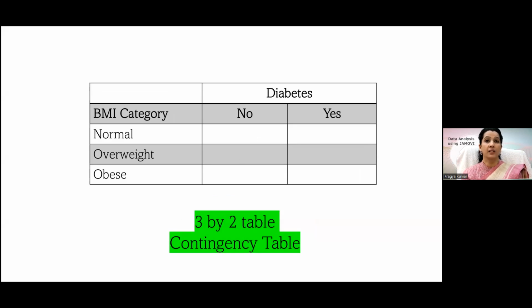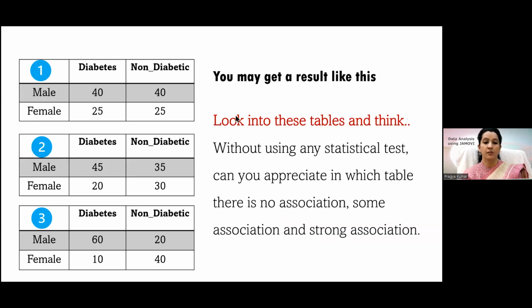We can have a 3 by 2 contingency table where we are seeing the association between the three categories of BMI, and the three categories of BMI are normal, overweight, and obese. And the two categories of diabetes are the presence of diabetes or absence of diabetes. And this is the 3 by 2 contingency table. So you may get a result like this after you have tabulated it. So just see these tables for a few seconds.